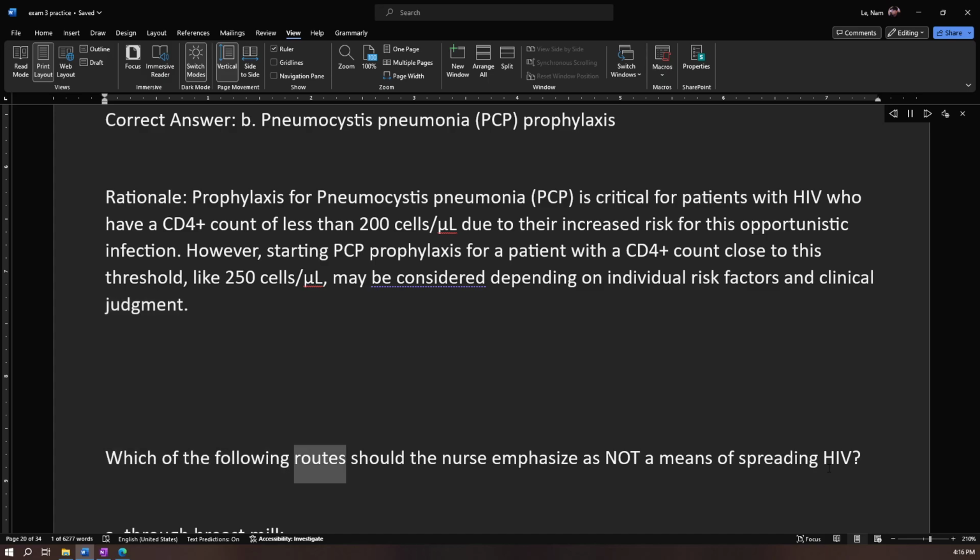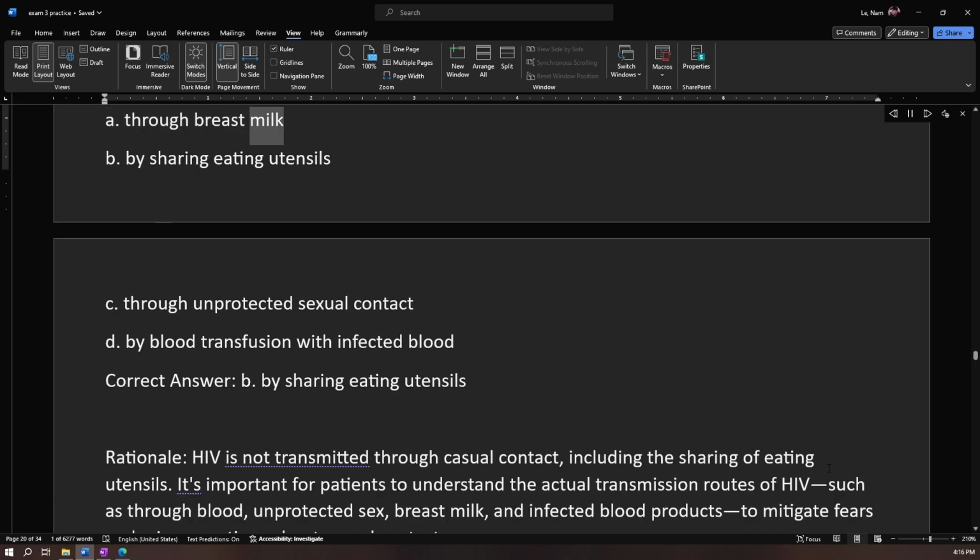Which of the following routes should the nurse emphasize as not a means of spreading HIV? A. Through breast milk. B. By sharing eating utensils. C. Through unprotected sexual contact. D. By blood transfusion with infected blood. Correct answer, B. By sharing eating utensils.